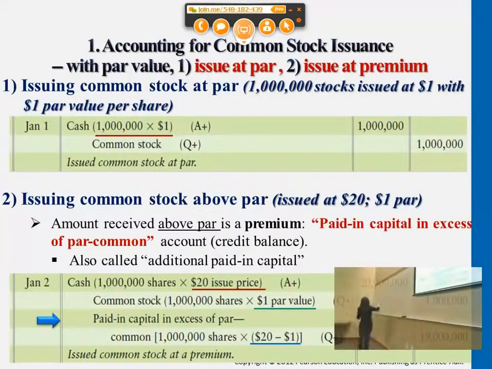So if we post this information to the T-account, you will still have $1,000,000 under common stock, the same as the first entry, because face value is still $1 times 1,000,000 shares. For paid in capital in excess of par, you have $19 million here on the right-hand side. That is the difference between issue price and face value, times the number of shares. So in this T-account, on the right-hand side common stock increases $1 million, and on the right-hand side paid in capital in excess of par increases $19 million.